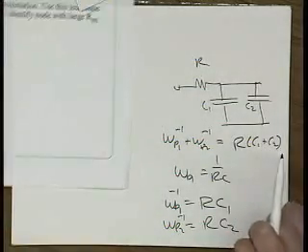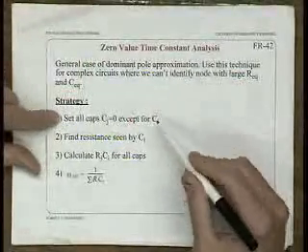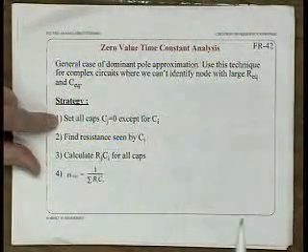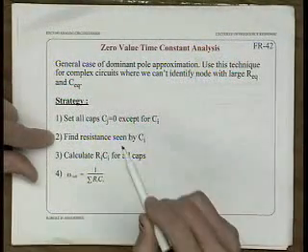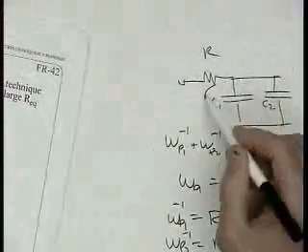So it's a cookbook. Set all capacitors to 0 except for the one of interest. We'll do this for every capacitor. Find the resistance seen by that capacitor. In other words, I'll start off with this one.